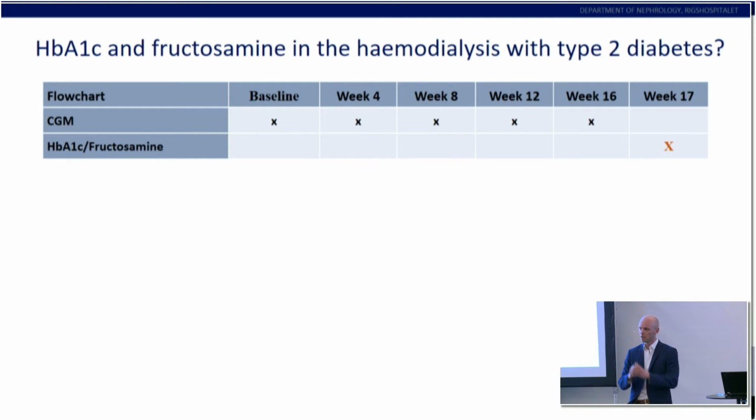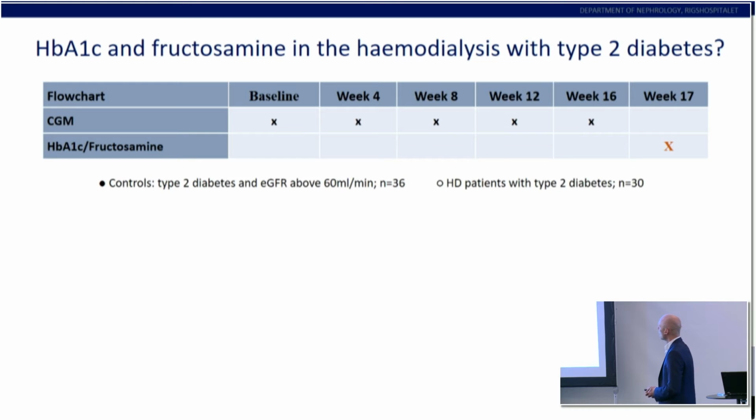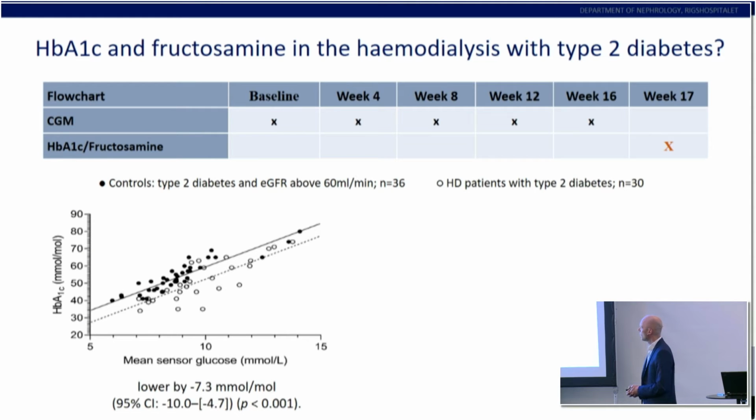So we could compare those two ways of assessing glucose levels. And we included 36 control subjects with type 2 diabetes and eGFR above 60 milliliters per minute, and then a hemodialysis group also with type 2 diabetes. Here you can see on the y-axis we have HbA1c and the mean sensor glucose from CGM on the x-axis. The dark ones are the control subjects, and here we have the hemodialysis patients.